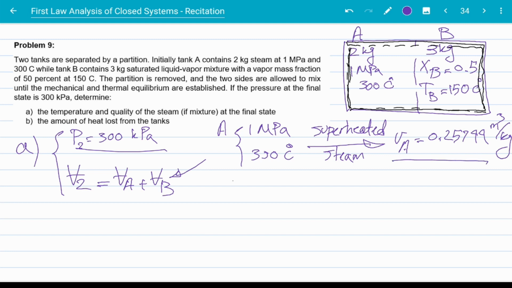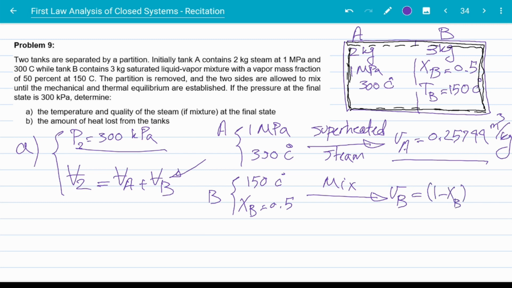For tank B, the same. I had 150 degrees Celsius temperature and a quality of 0.5. Because I have a 0.5 quality, I'm sure that we are in a saturated mixture zone, right? So I can use the saturation mixture equation to find a specific volume. So the specific volume of tank B is (1 minus x_B) v_f plus x_B v_g. I need to read these two numbers from the tables as usual.